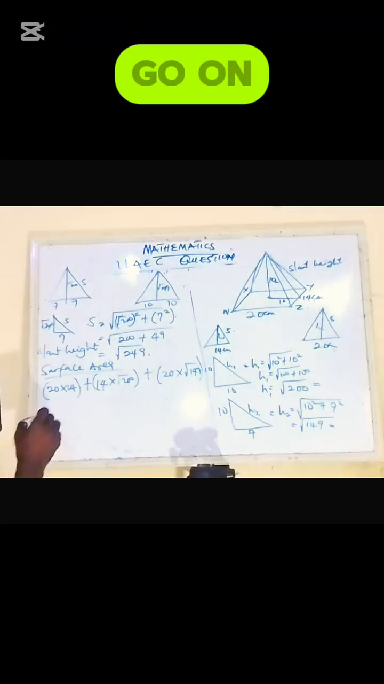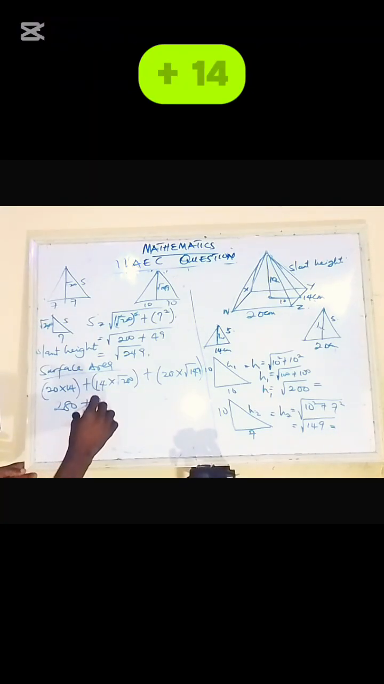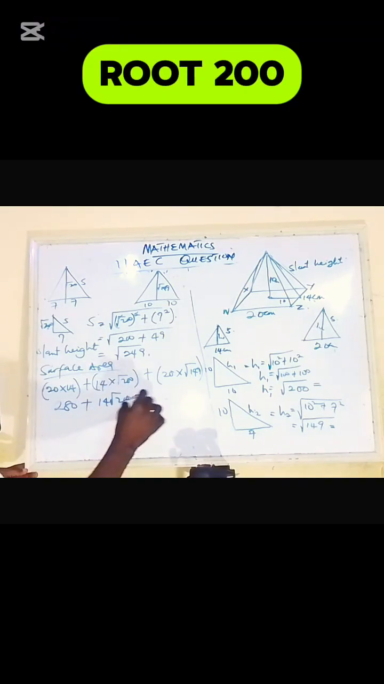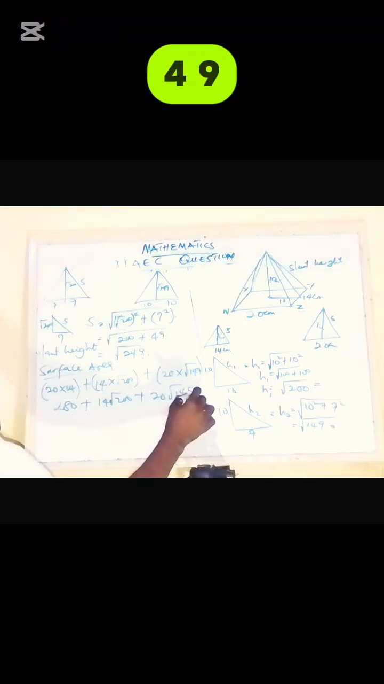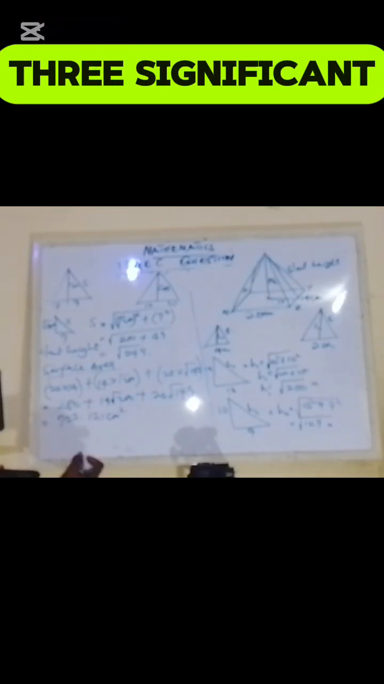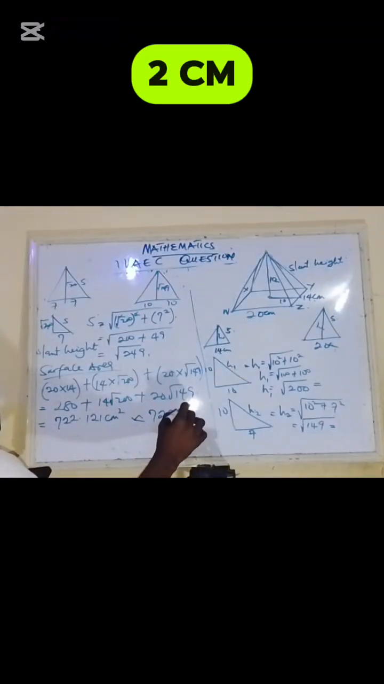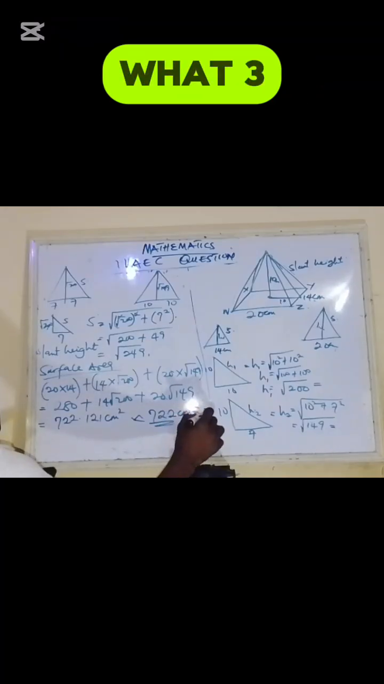So let's go on. This is now 280 plus 14 root 200 plus 20 root 149. When we add this together, we get 722.121 centimeters squared. To three significant figures, our answer will be 722 centimeters squared to 3 SF.